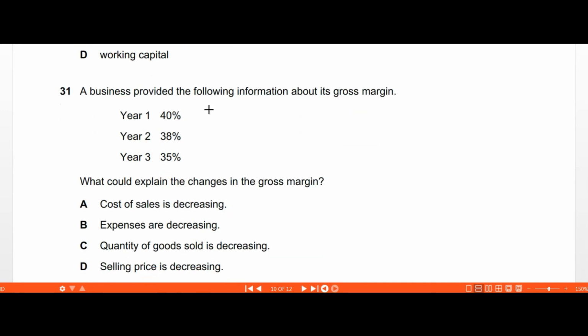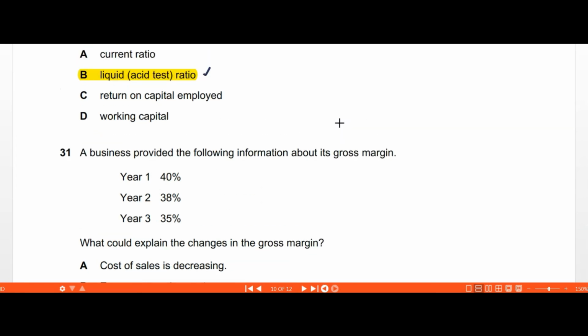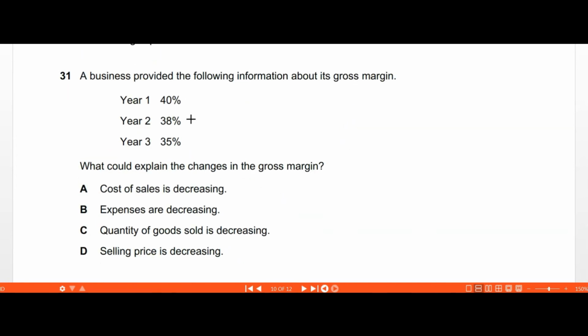A business provided the following information about its gross margin. Year 1 40%, year 2 38%, year 3 35%. We can see it is gradually decreasing. What could explain the changes in gross margin? So gross margin is changed due to any changes in the selling price or any changes in the cost of sales. So if cost of sales was decreasing, this would have been increasing.